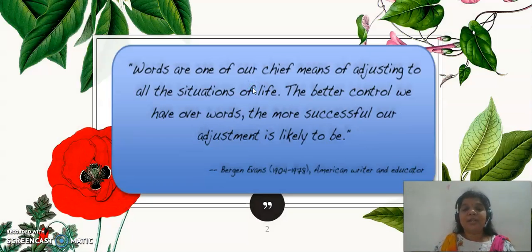As you can see over here, Burgeon Evans, an American writer, says that words are one of our chief means of adjusting to all situations of life. The better control we have over words, the more successful our adjustment is likely to be. Indeed, this is true. The more words you know, the better you can use them in your day to day lives. Now, we are not going to deal with all the aspects of vocabulary.